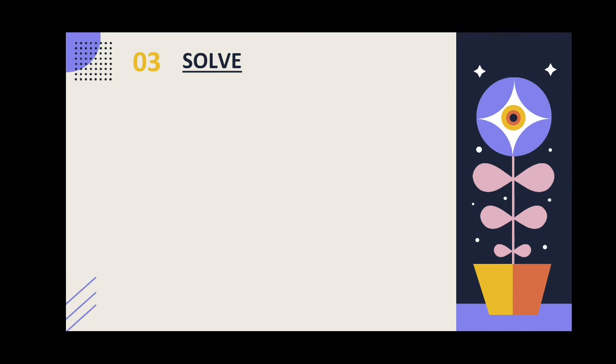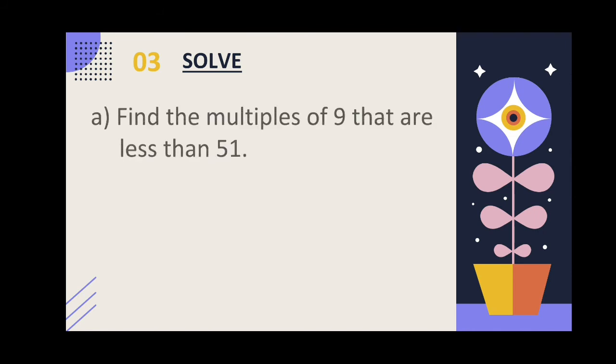Step 3, solve. So, the first thing that we need to do is find the multiples of 9 that are less than 51. So, ang multiples ng 9 na mas mababa sa 51 ay 9, 18, 27, 36, and 45. So, hanggang 45 lang siya kasi yung susunod na multiple ng 9 ay 54. So, mas mataas na siya sa 51, kaya hindi na siya included.